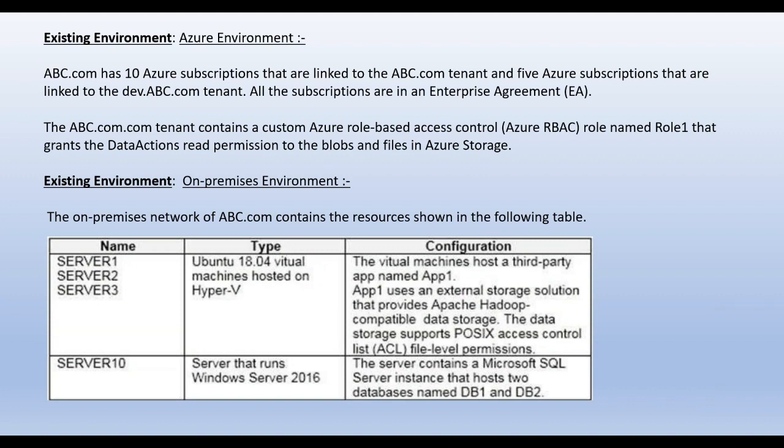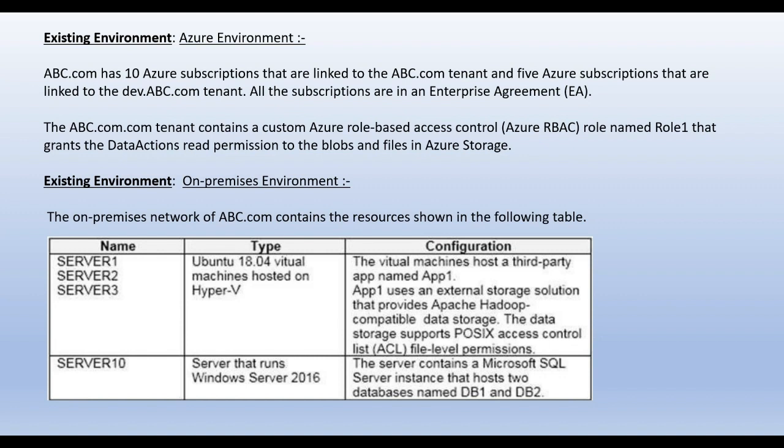Existing environment: Azure side environment. abc.com has 10 Azure subscriptions that are linked to the abc.com tenant and 5 Azure subscriptions that are linked to the dev.abc.com tenant. All the subscriptions are in an Enterprise Agreement. The abc.com tenant contains a custom Azure role-based access control role named Role1 that grants the data action read permission to all the blobs and files in the Azure storage.